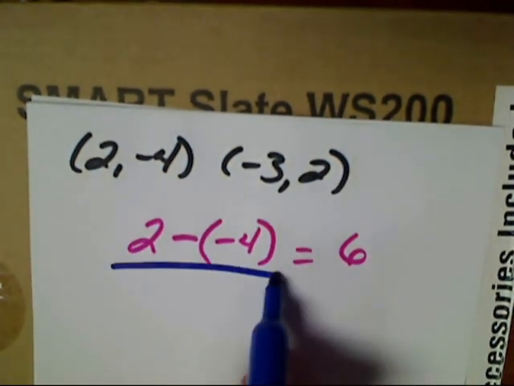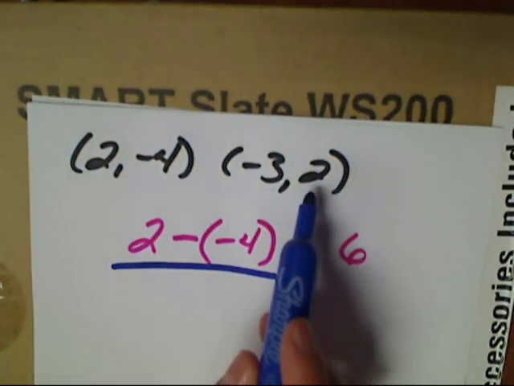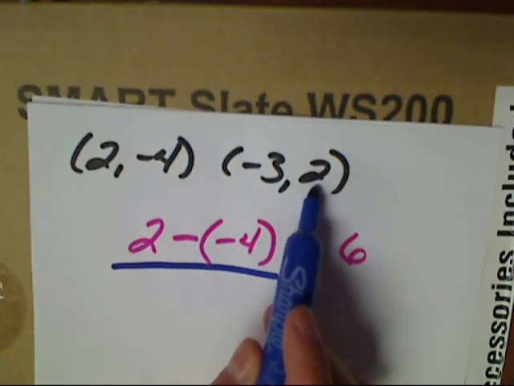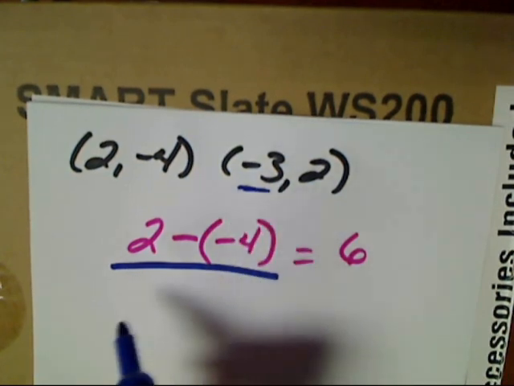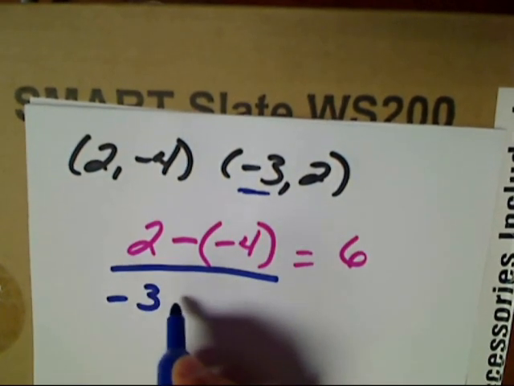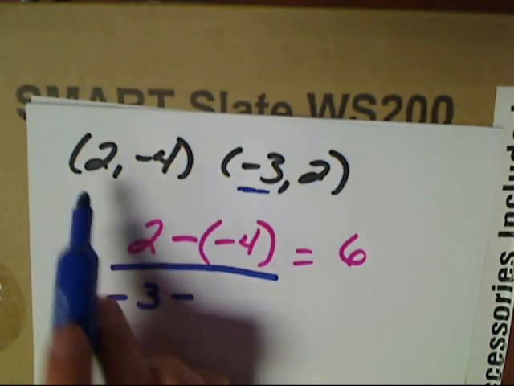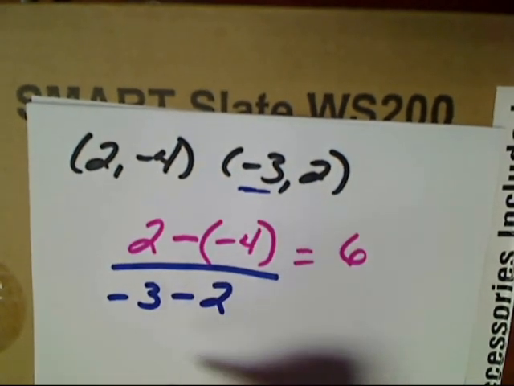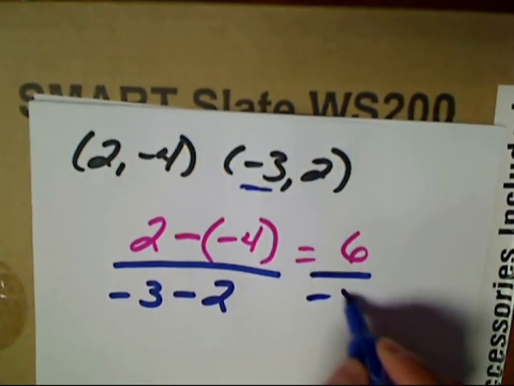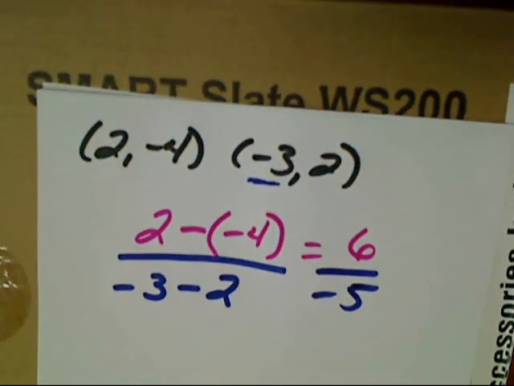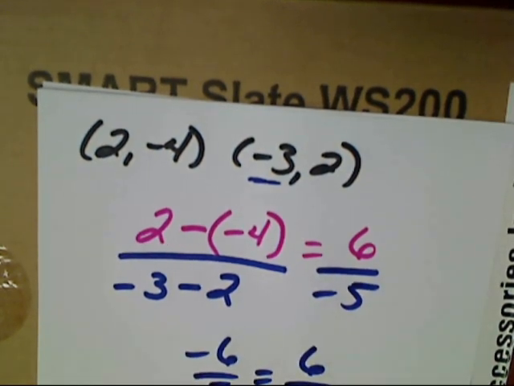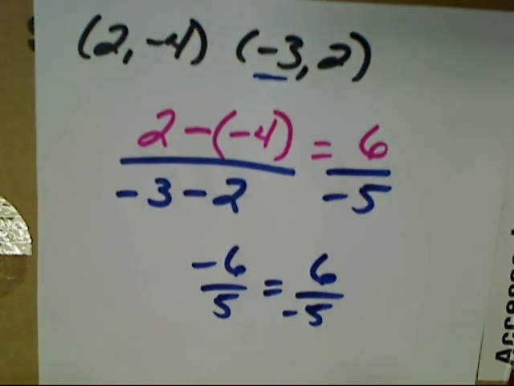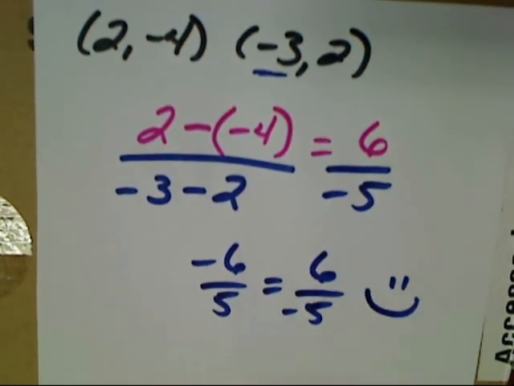If that was our rise, let's find the run. Now, since we started here with the y value, we have to start here with the x value. It stays consistent that way. So I'm going to start with the -3, and I'm going to take away my 2. -3 take away 2 is -5. Is -6 over a +5 the same thing as 6 over a -5? You bet it is. Those are the same thing.